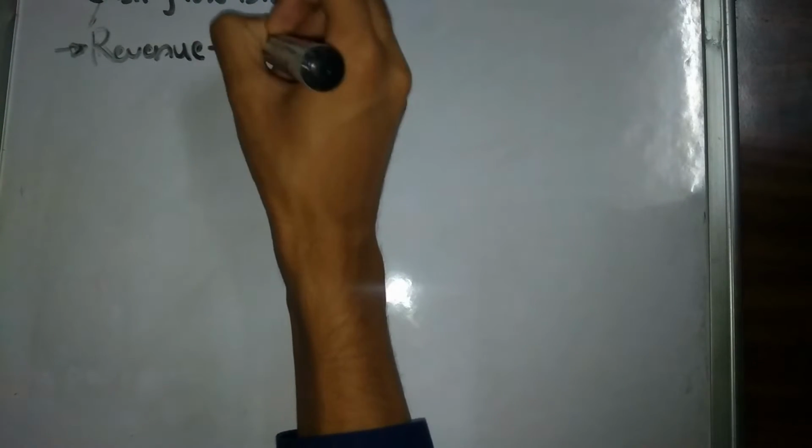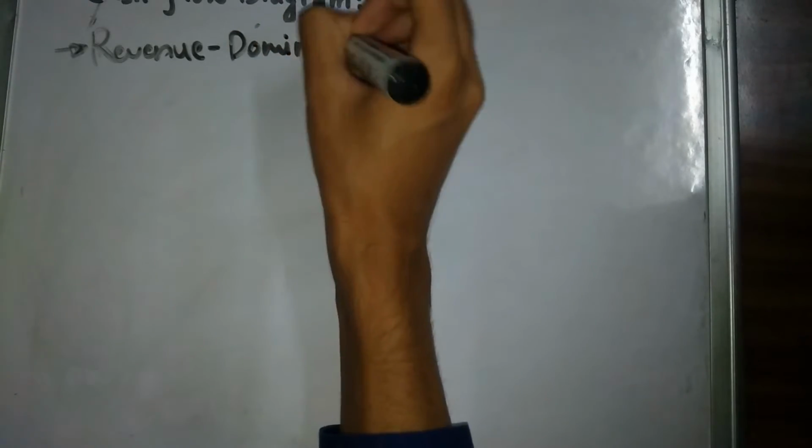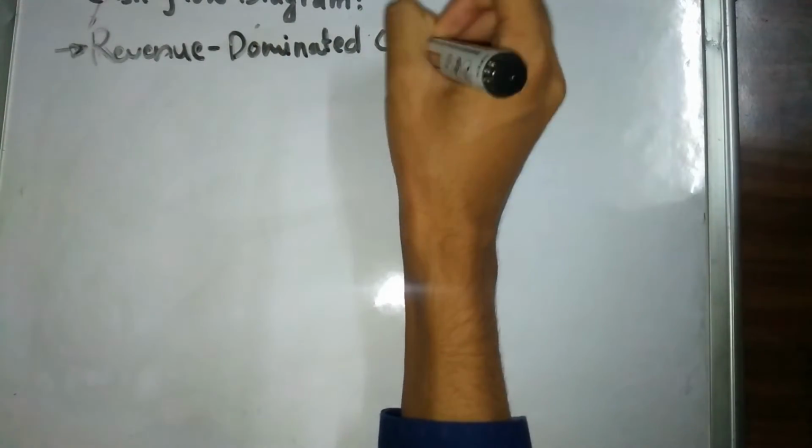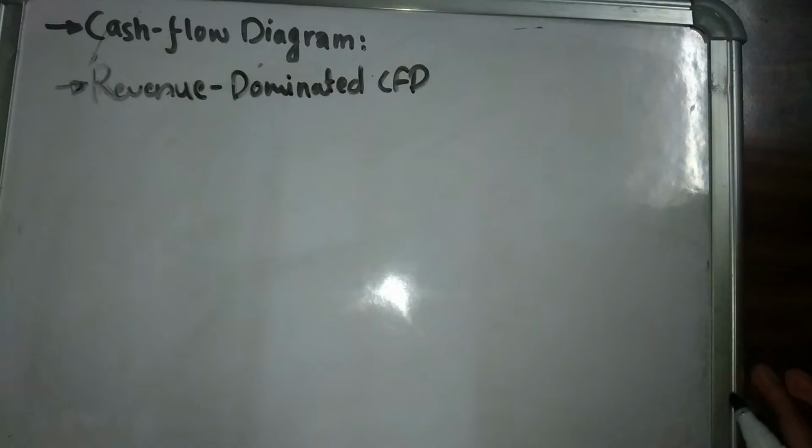Basically up to here you must have understood what cash flow diagrams are and what the types of cash flow diagram are. Now we'll be understanding more about calculating the present worth and future worth with the help of our cash flow diagram. Firstly we'll be learning about the revenue dominated cash flow diagram, the cash flow diagram where we talk about revenue or about profit of our machine, company, etc.